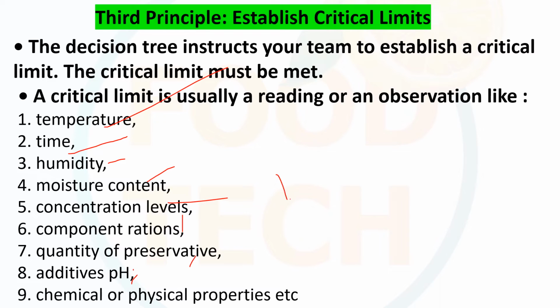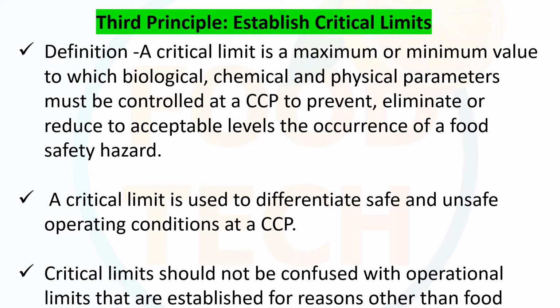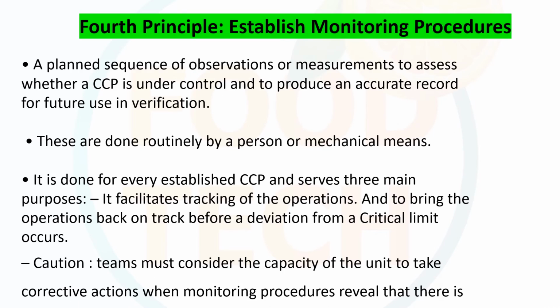These are the limit sets, and they go hand in hand with what is called the CCP. So the limits go hand in hand with the critical limits. And the critical limit is the maximum or minimum value to which any hazard must be controlled at a CCP. This is all about critical limit. You can read it afterwards.